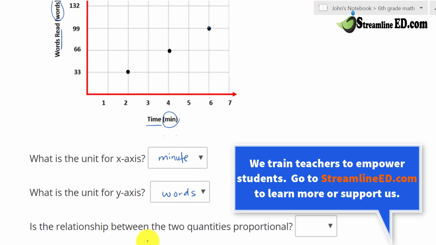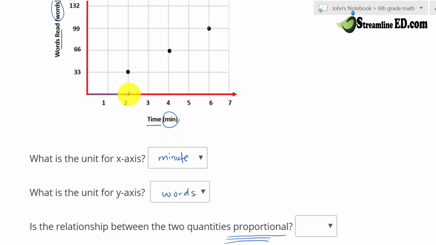Is the relationship between the two quantities proportional? In order to be proportional, it has to be the same throughout. It has to be a fixed relationship between the two quantities. If we look at this, look what happened. On the x-axis, if we go across, what happened? We add 2. What happens when we add 2 to the x-axis? The y-axis adds 33. And this happened again and again throughout the whole entire graph.